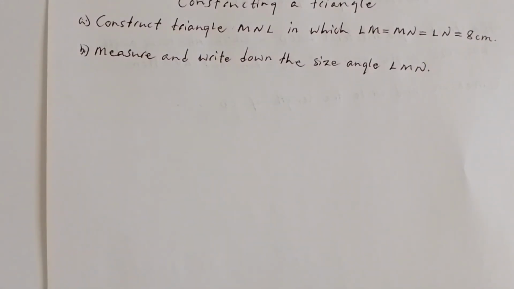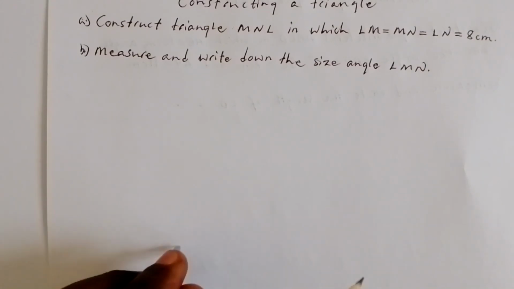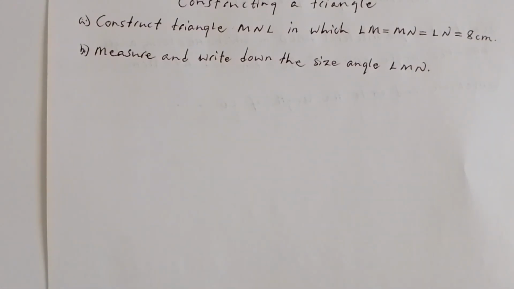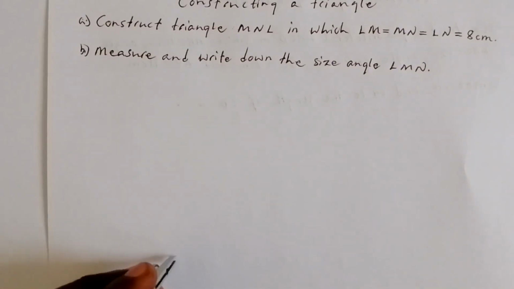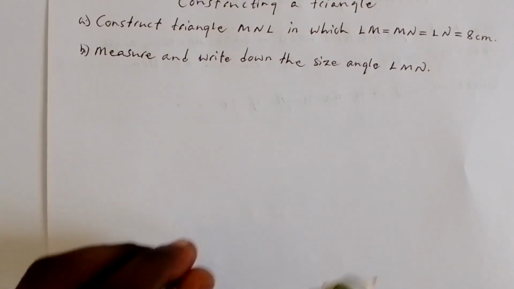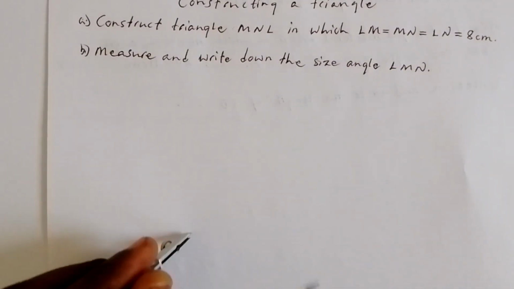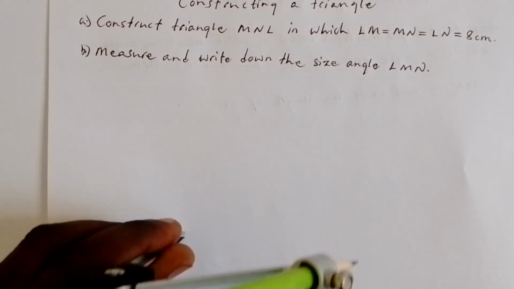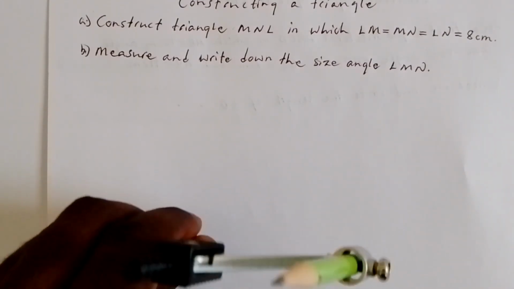So what you can do, you can actually choose to fix your compass. There are two ways you can do this. It's either first of all you draw a line that is equal to 8 centimeters, or you do it directly, like the way I'm doing it. So for me, if I choose to go direct, I'm going to fix my compass pointer anywhere here. Okay, I fix it there.